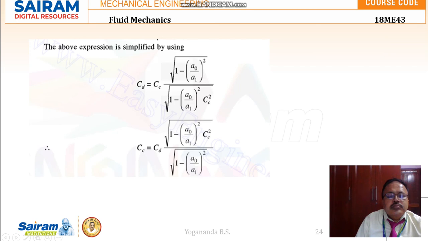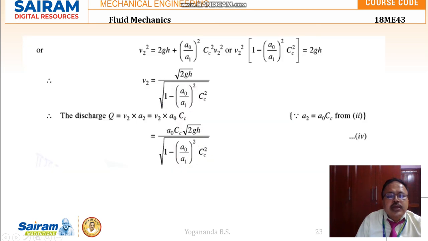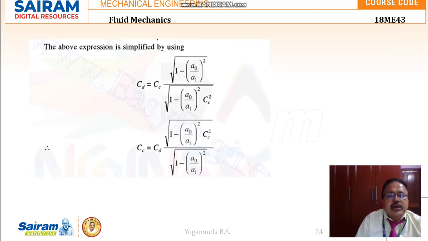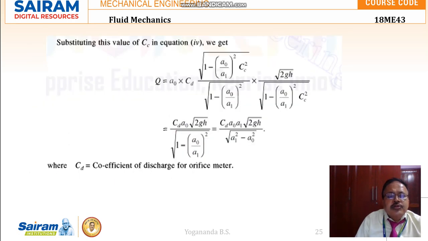Now we have here, so coefficient of discharge, so that is given as coefficient of contraction, and simplifying this coefficient of contraction and coefficient of discharge. So the equation of Q, that is discharge equation, will be expressed as CD into A naught into A1 into square root of 2GH divided by square root of A1 square minus A naught square, where CD is coefficient of discharge for the orifice meter.